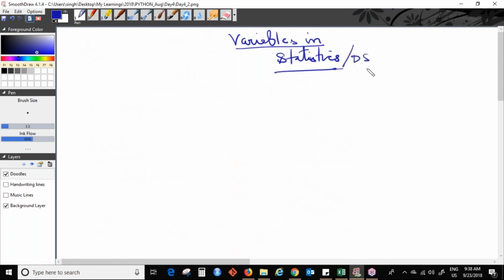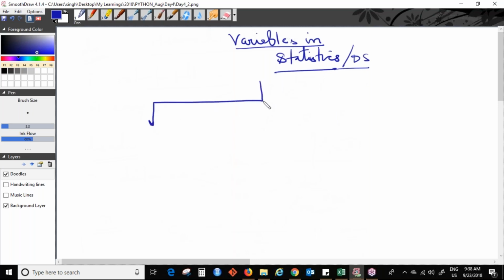Now let us see a very easy concept: the variable types in statistics. This is easy, not difficult. In statistics, or data science also.